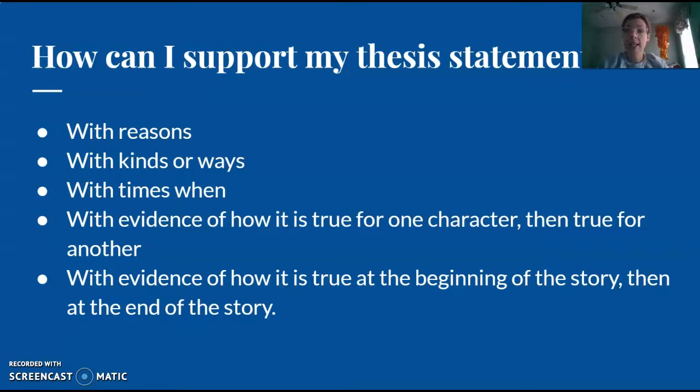The times when that happened, the evidence of how it is true for one character and true for another. And with that evidence of how it is true at the beginning of the story, then at the end of the story. And I'm thinking about that. Dog helped Magpie with her wing, tried to cheer her up, asking her to look at the reflection to see the two of them together.